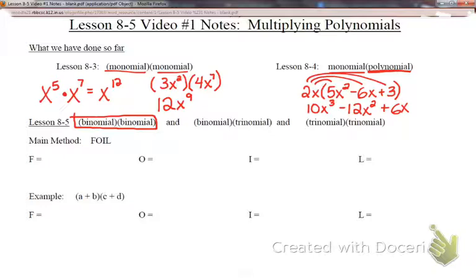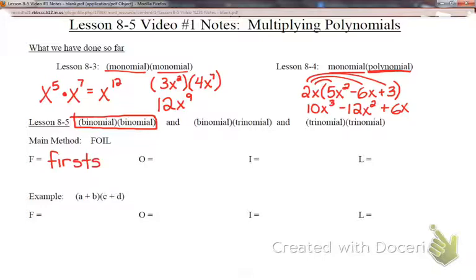The main method that we use to multiply binomials together is something called the FOIL method. And you may have heard of this method before. Well, the FOIL method has 4 letters, F-O-I-L, and they stand for 4 words that help us remember what to do when we are multiplying binomials times each other. The F stands for the word firsts. We multiply the first terms together.